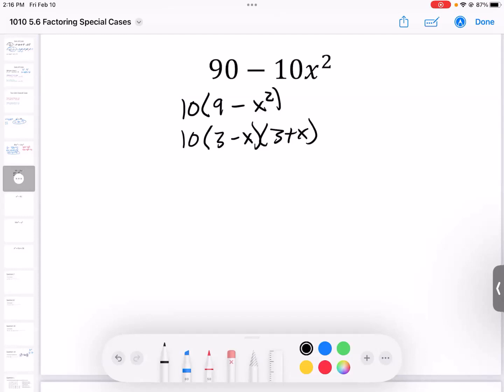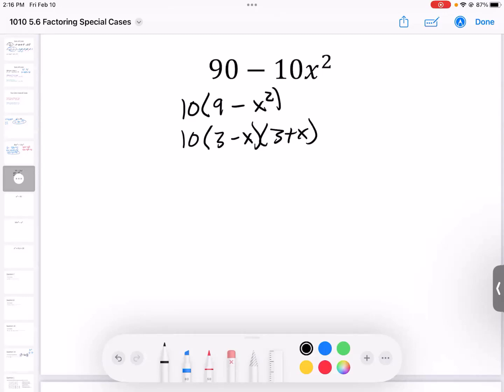Okay. So again, basically the strategy is if you have two things that you could take the square root of and you subtract them, then you can factor it out into these types of factors. So like the square root of 9 is 3 and the square root of x is x. So you factor it into 3 minus x and 3 plus x. And that's the difference of squares.